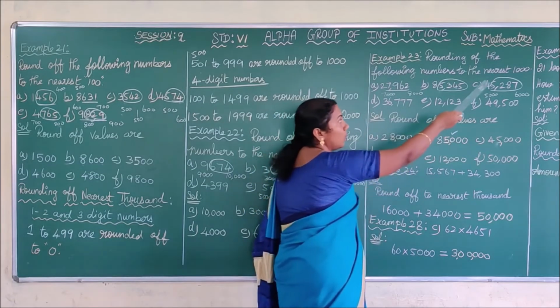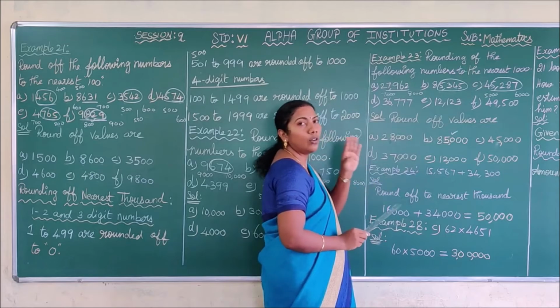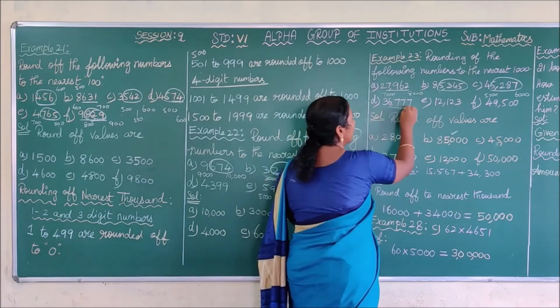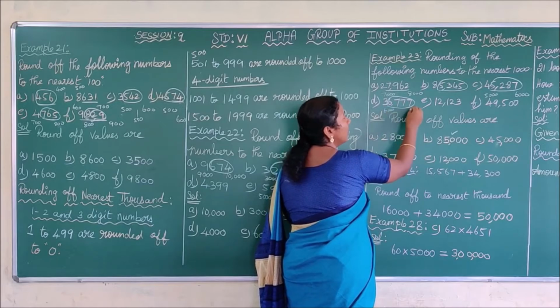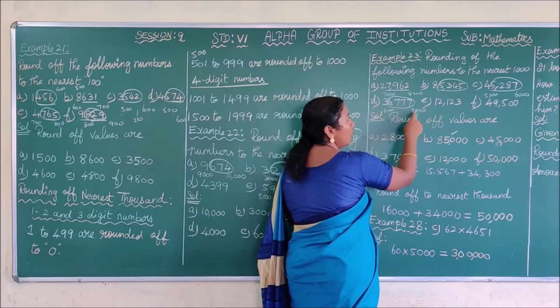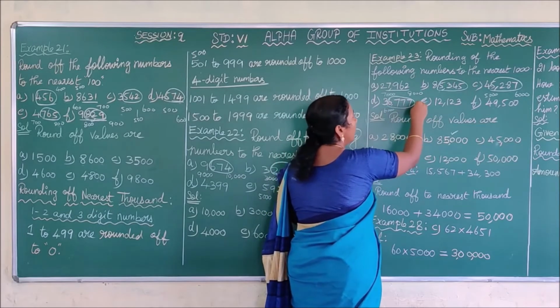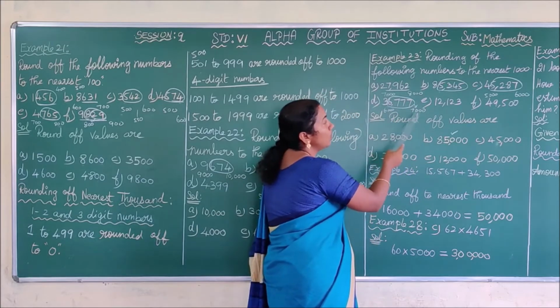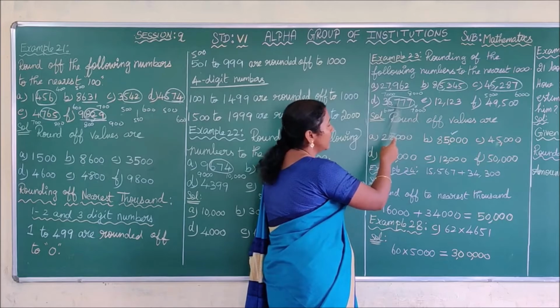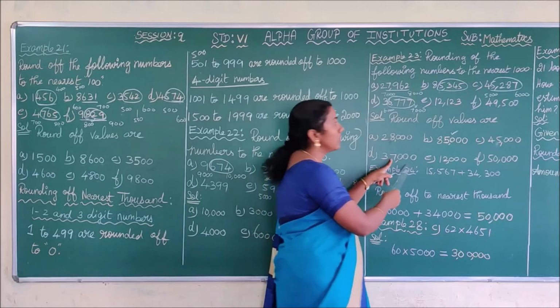36,777. The question is round off to nearest 1000. So you have to consider the 4 digit number. We are considering this 4 digit number. It lies between 6,000 and 7,000. It is very closer to 7,000. It is because it is more than 500 number. So you have to round off this to 7,000. So your answer is 37,000.